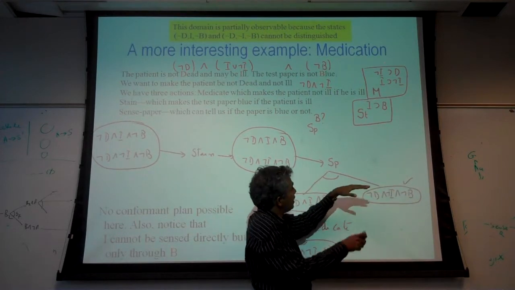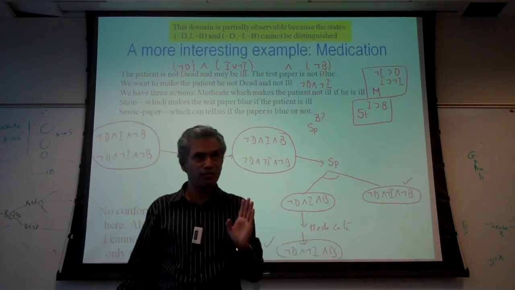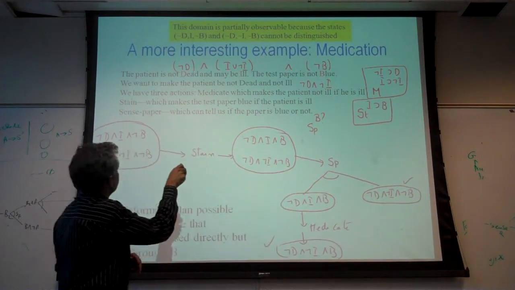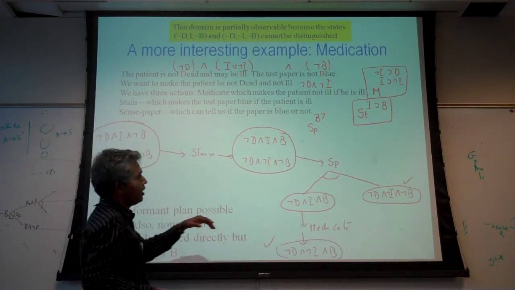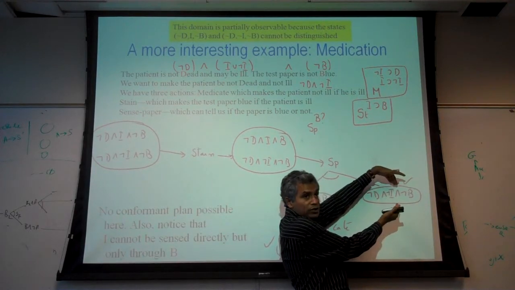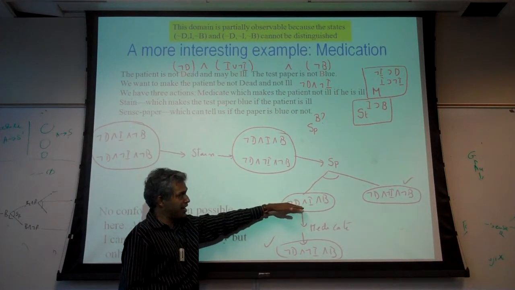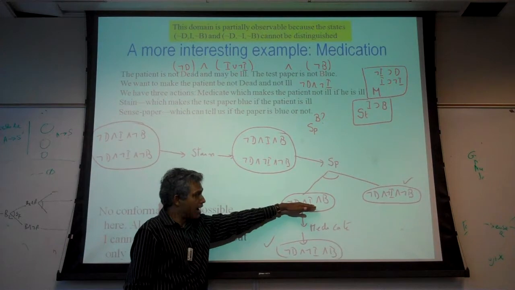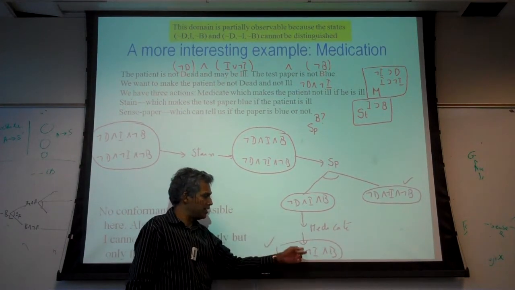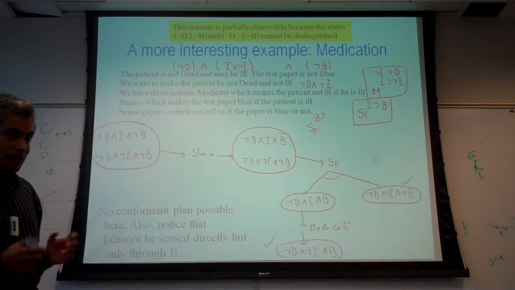When it's not blue, then that's the goal already, because not ill and not dead is what you're interested in. Remember that the goal is not ill and not dead, and your belief state right now contains only one state, and that is a goal state. So you get to stop. In this case, you still can't stop because it's not dead and ill. I'm sorry, not dead and ill, and you want to make it not dead and not ill. You do medication. At this point, ill becomes not ill. Okay, so that's basically what is involved.